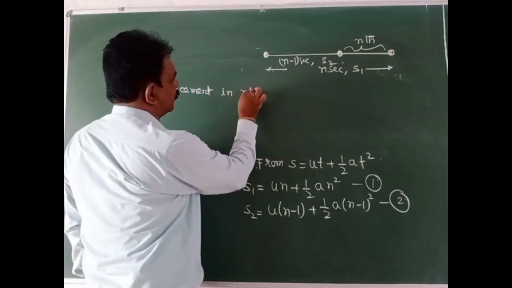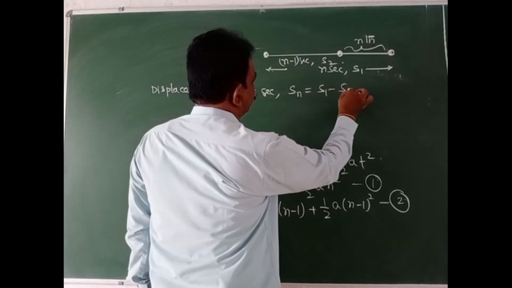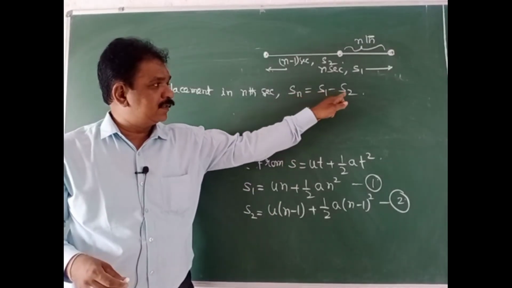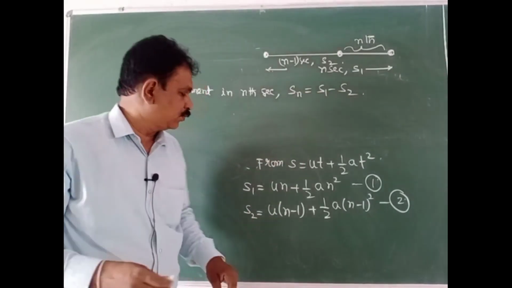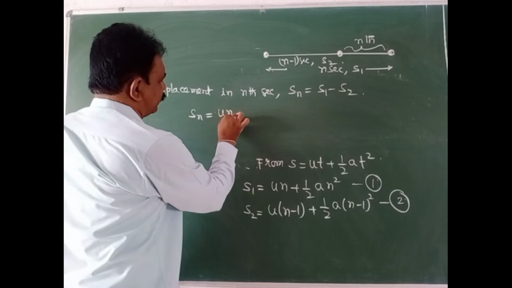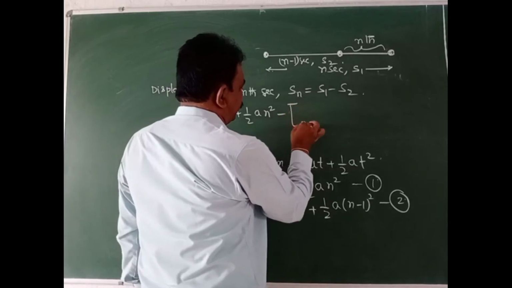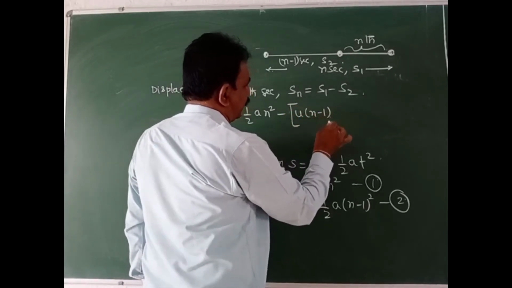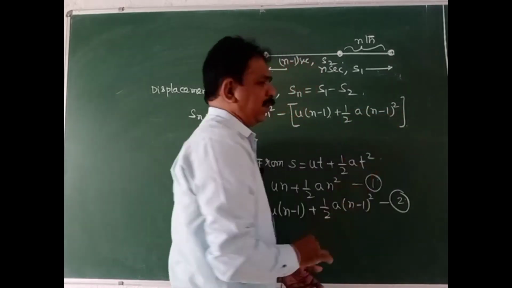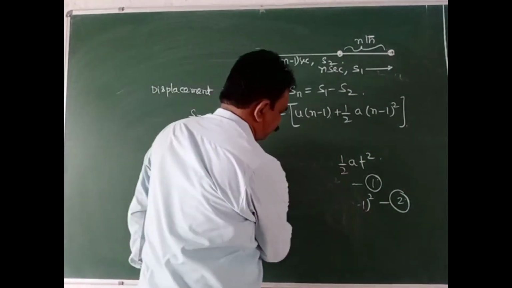So the displacement in the nth second, Sn = S1 minus S2. The displacement in the nth second is equal to S1 minus S2. Then Sn = (un + half an square) minus (u into (n-1) + half a into (n-1) whole square). This formula we will use. Okay?